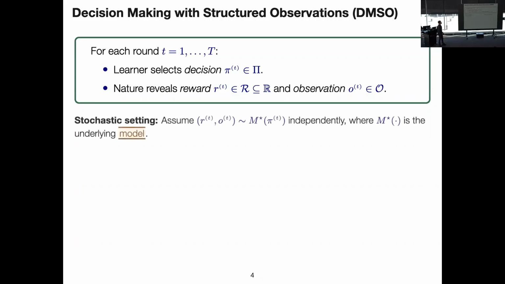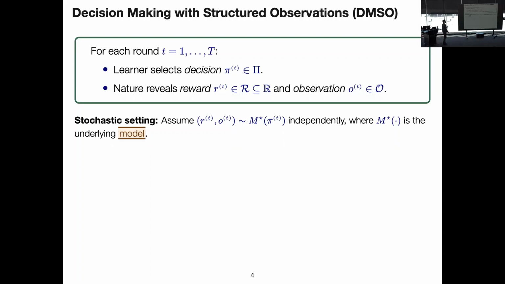First of all, we're going to be considering a stochastic version of this problem, where we have what I'll call an underlying model M star that generates the data. This is just a conditional distribution. M star is a conditional distribution that maps the decision you make to a distribution over rewards and observations. All we're assuming is that when we pick the decision pi t, the reward and the observation are drawn from M star, evaluated at pi t.